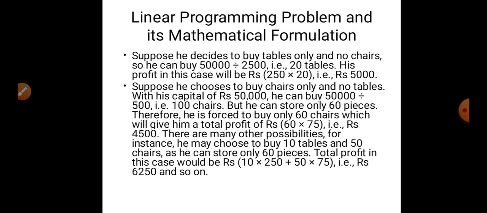Now, suppose he decided to buy tables only and no chairs. So he can buy 50,000 divided by 2,500, because the cost of one table is 2,500, which is 20 tables. His profit is 5,000. Suppose he chooses to buy chairs only, no tables. In this case, he can buy 100 chairs with 50,000, but the storage capacity is only 60, so he can buy only 60 chairs and the profit will be 4,500.